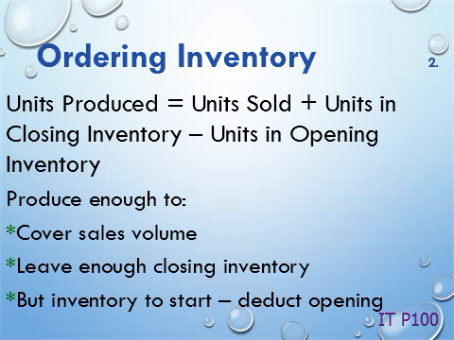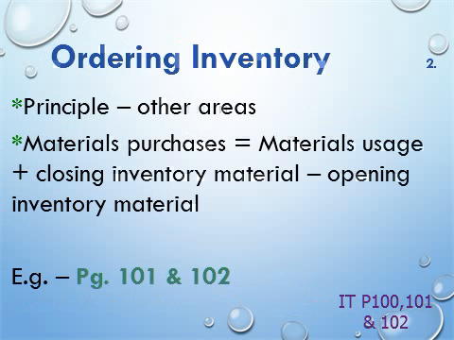The business needs to produce enough to cover sales volume and to leave enough for closing inventory, but the business starts off with opening inventory, so to find out how much we need, we deduct the opening inventory. The principle of adding units needed for closing inventory and deducting any in opening inventory can be applied to other areas. For example, materials purchases equals materials usage plus closing inventory material less opening inventory material. For other examples, see page 101 and 102 of your interactive study guide.